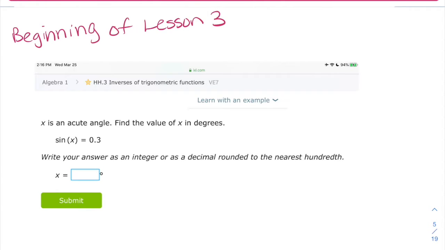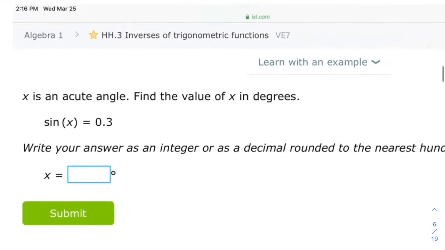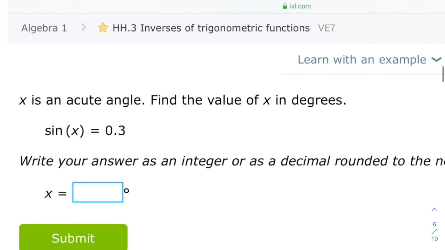In this lesson we're going to focus on HH3 under the Algebra 1 category. It's on inverses of trigonometric functions. A lot of this will be done in the calculator today, so it should be a pretty quick lesson that you can get through.